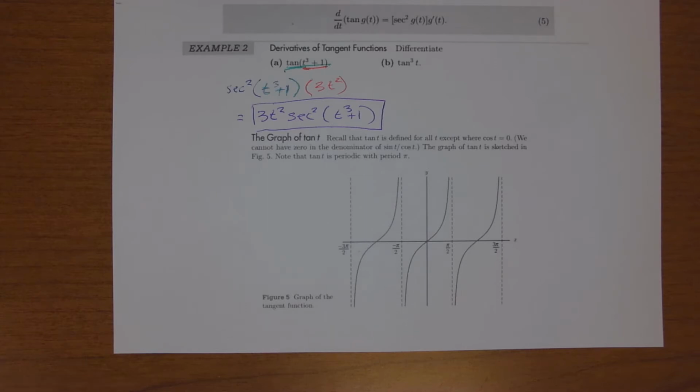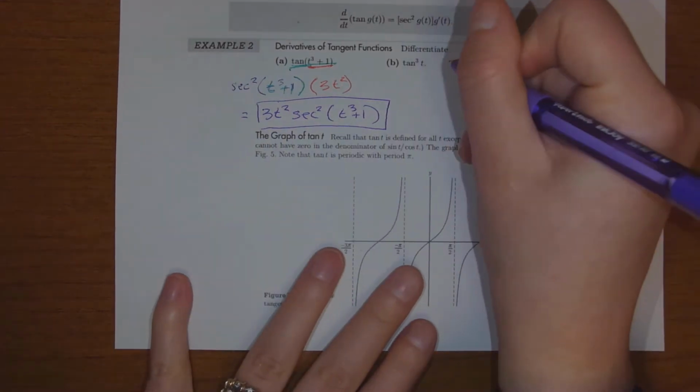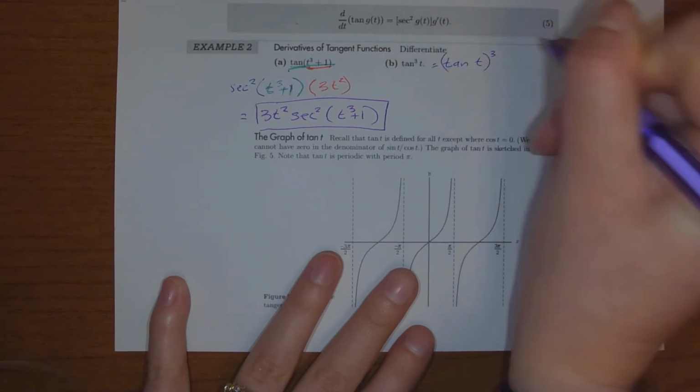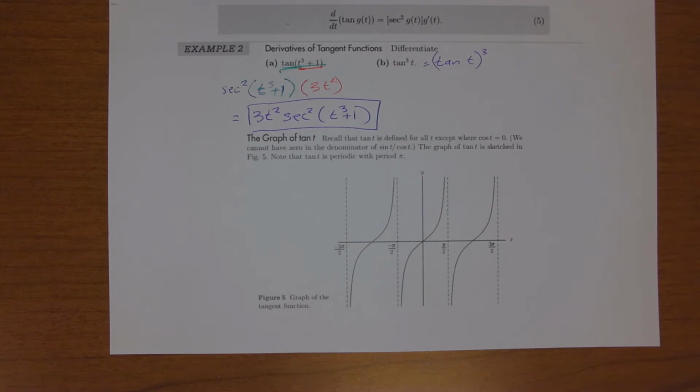So in this case, this is interesting. What is the outside function here? Is it the tangent? In this case, it's not. It is the cubic function. Let me show you. If we rewrote this, this is the same thing as tangent of t to the third. So the outside function here is that cubic function, and the inside function is the tangent function.